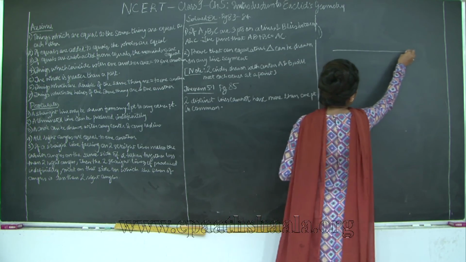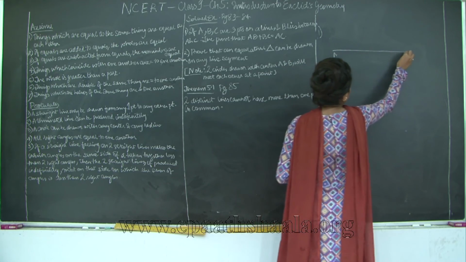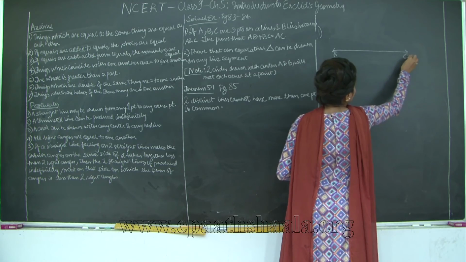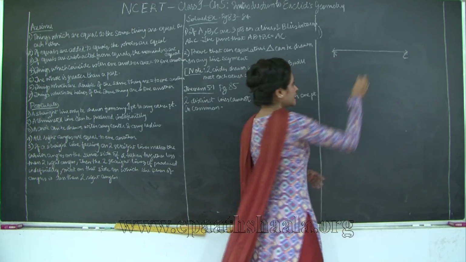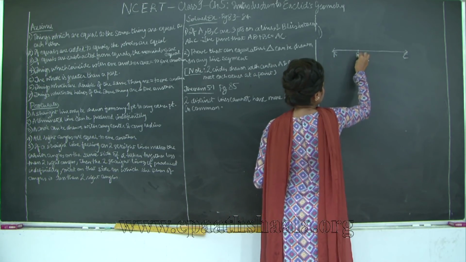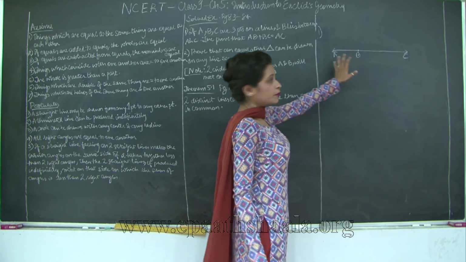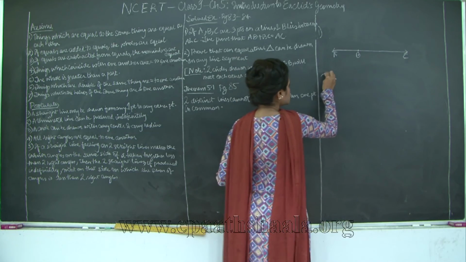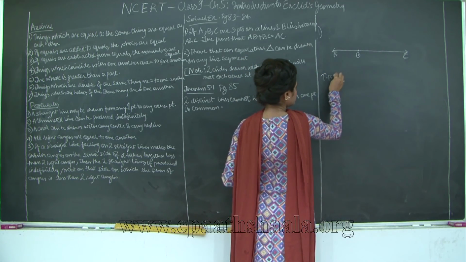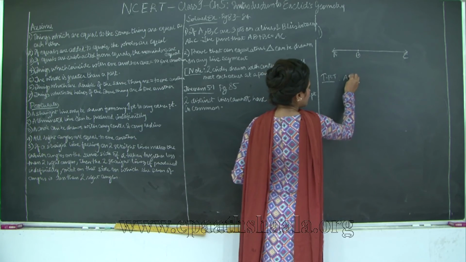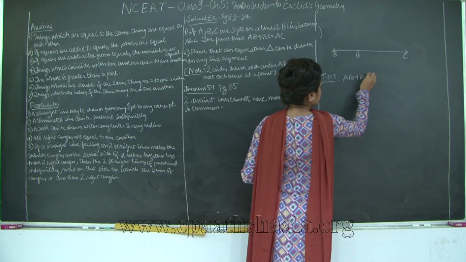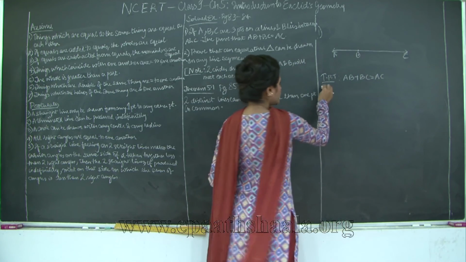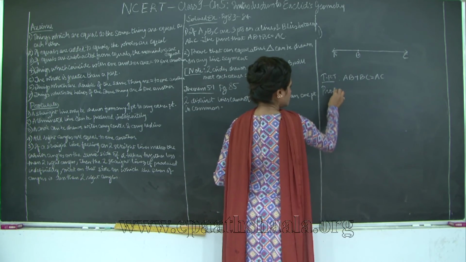I have my line AC, and B lies in between. Notice that B is not the midpoint or anything, B is just lying anywhere between A and C. So, you need to prove that AB plus BC is equal to AC. So, how are we going to prove that? Let us say proof.